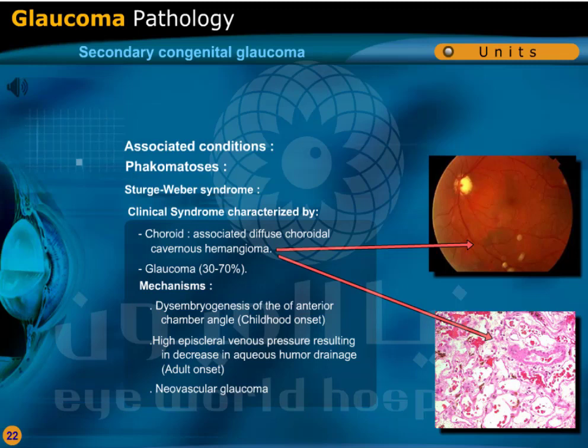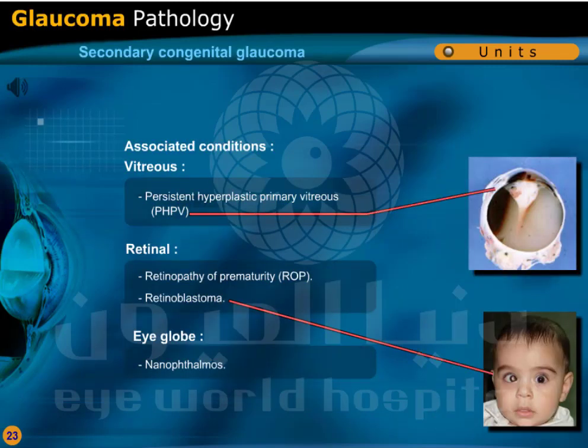Mechanisms. Dysembryogenesis of the anterior chamber angle, childhood onset. High episcleral venous pressure resulting in decrease in aqueous humor drainage, adult onset. Neovascular glaucoma. Vitreous: persistent hyperplastic primary vitreous. Retinal: retinopathy of prematurity and retinoblastoma. Eye globe: nanophthalmos.